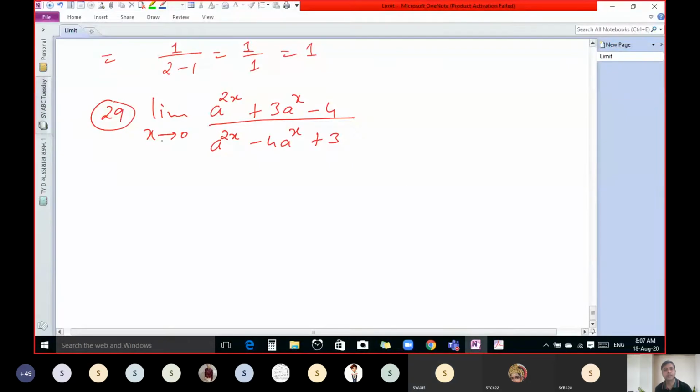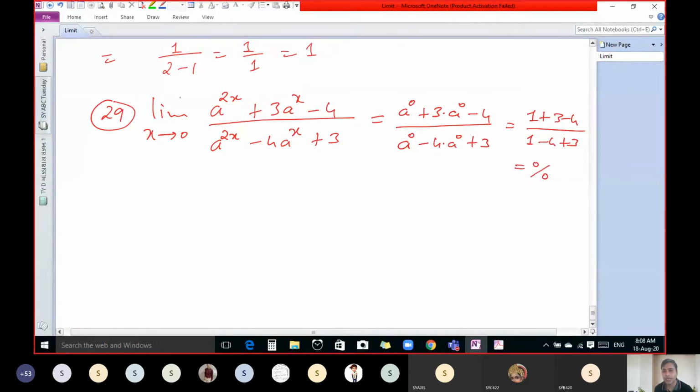Okay. Now see, if we put x equal to 0, then what will happen? Here we get a raised to 2 into 0, that means a raised to 0, plus 3 times a raised to 0, minus 4, upon, here also we get a raised to 0, minus 4 times a raised to 0, plus 3. Anything raised to 0 is 1, so we get 1 plus 3 into 1, that is 3, minus 4 upon 1 minus 4 plus 3, so ultimately we get 0 by 0.